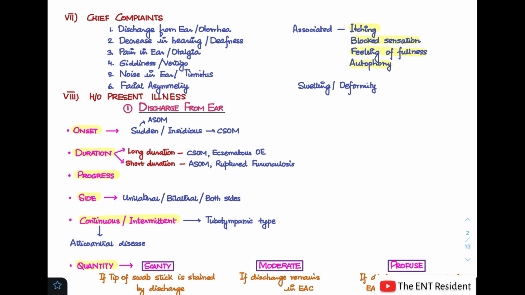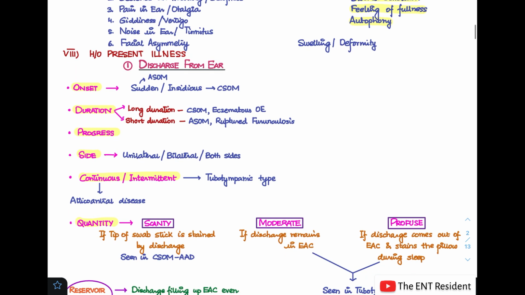Next, once we have taken the chief complaints and written them down in chronological order, in the order in which the complaints occurred one after the other, we move on to describe each of the chief complaints. That is where the history of the present illness comes in. Now, for each complaint, for example, if a patient comes with discharge from the ear, we have to describe this complaint under various headings. So, we'll discuss each one of these one by one.